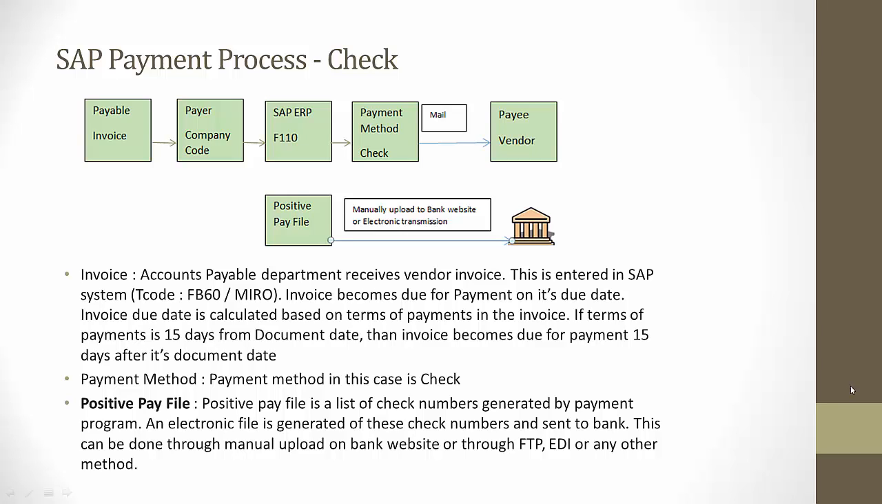The next step in case of check payment method is to generate a positive pay file. A positive pay file is an electronic file with a list of checks along with the vendor names. This file is then sent to the bank. To send to the bank, it can be manually uploaded on the bank website, or it can be transferred to the bank through a secured file transfer protocol. Bank use the data in the file to validate the check when it is presented to them.